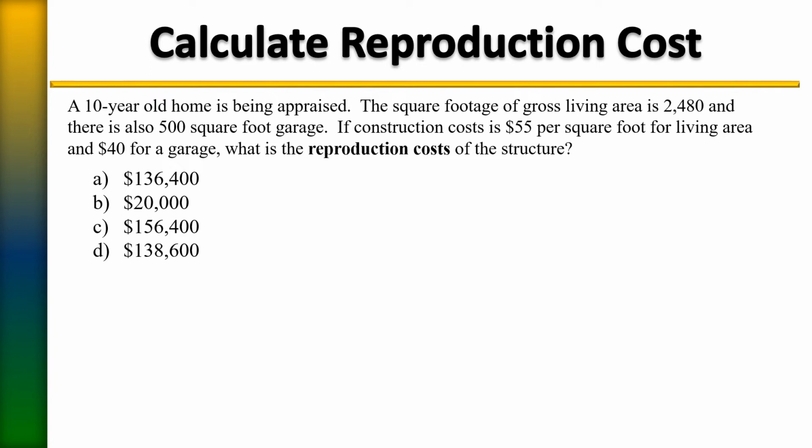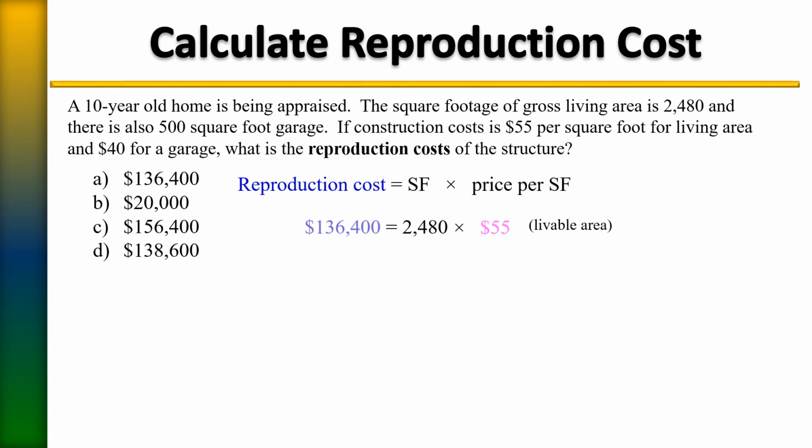So again, let's go ahead and start with the living area first. We were given square footage of 2480. We're going to multiply that by the 55 to give us the total cost to reproduce that living area. Now let's move on to the garage, which is 500 square feet, and the cost per square foot for the garage is $40, so times 40. And then what we get for that is $20,000. Lastly, all we need to do is add those reproduction costs to give us a final value of $156,400.